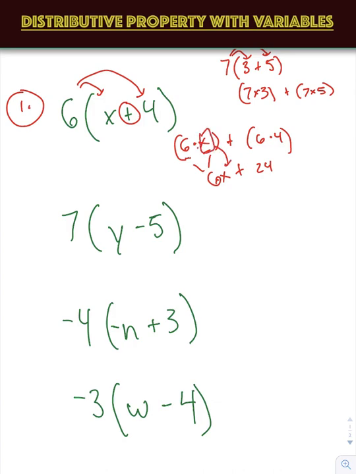Now we said just a second ago that when we go to combine a variable and a number, we can't do it if it's addition or subtraction, which we have on this step. We have 6x plus 24. So that actually is our answer in simplest form.